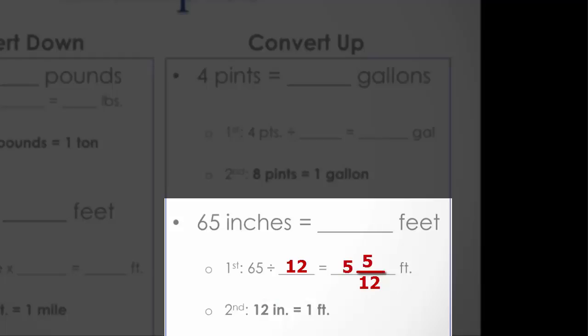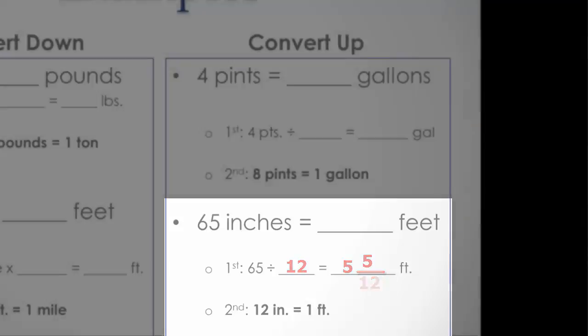One more time, I was going from inches to feet, which is smaller to bigger, so I'm converting up. That means I need to divide. I took 65 inches, I divided it by 12, and got 5 and 5/12 feet.